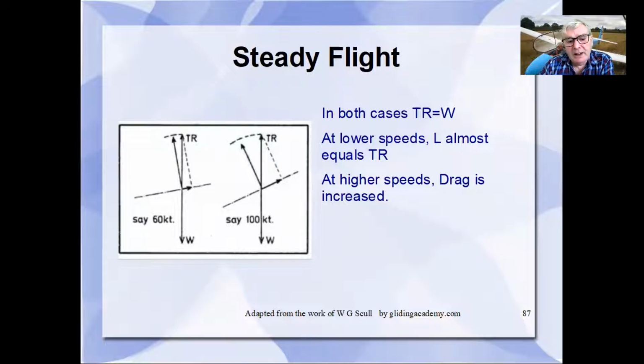In this example here, we've got two gliders flying in steady flight. The one on the left at 60 knots, the one on the right at 100 knots. In both cases, the total reaction is equal to the weight. So the vertical total reaction equals the weight. But the glide slope is different. You can see on the left it's shallower than the one on the right. So at the higher speed, the glide slope is steeper.